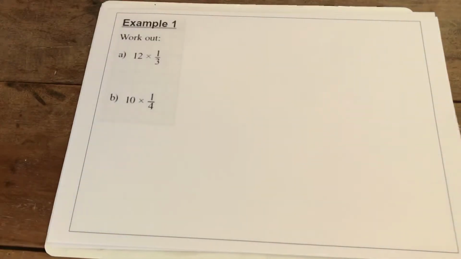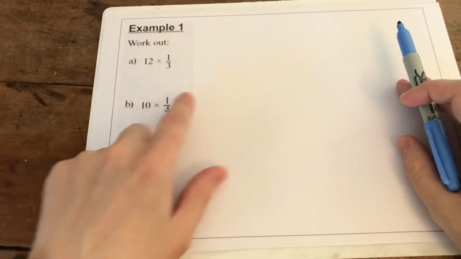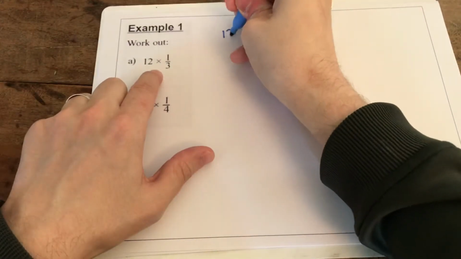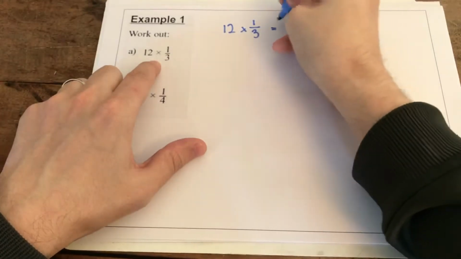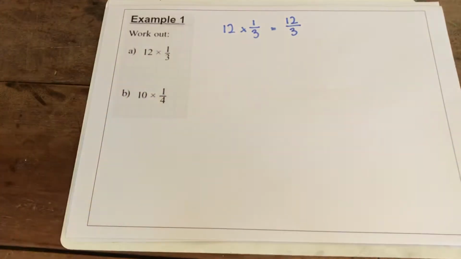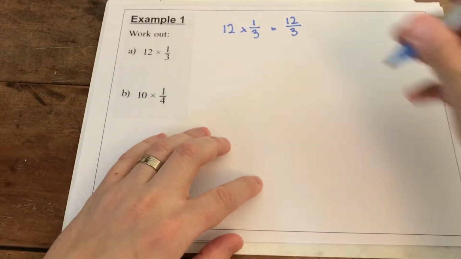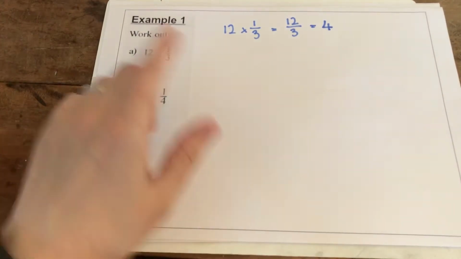So in today's knowledge organizer, you're going to be looking at multiplying fractions of amounts. So if we have a look at this question here, there are two ways to do each of these problems. It's up to you which way you do it. The most common way is you would do 12 times 1/3. What we do is we do 12 times 1 and then we write that as our fraction. We then say how many 3's go into 12 and that gives us 4.